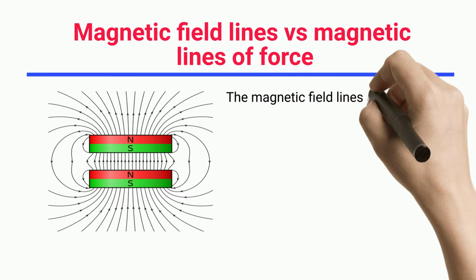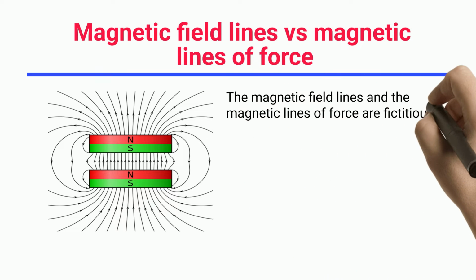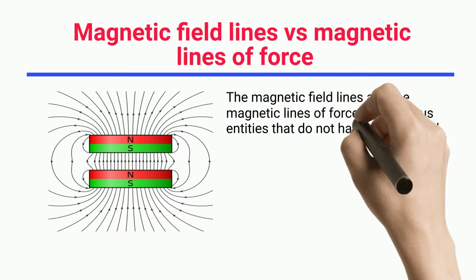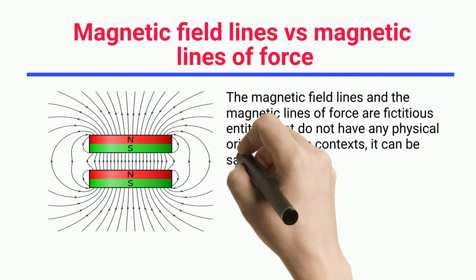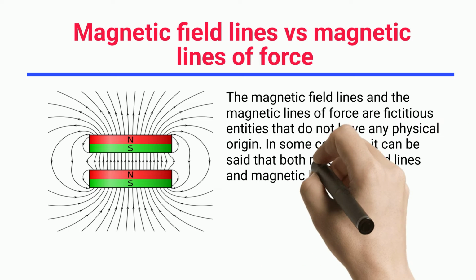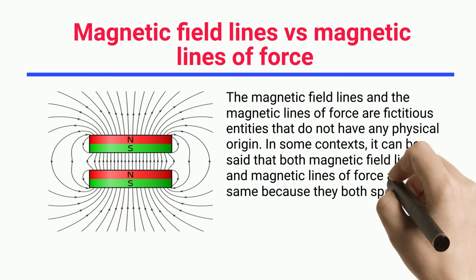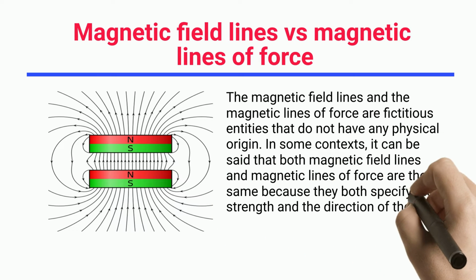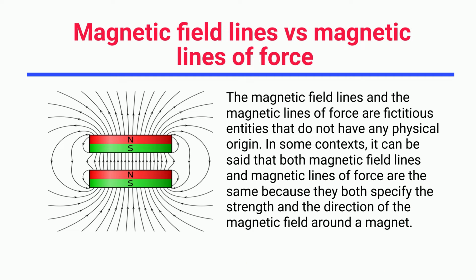Magnetic field lines versus magnetic lines of force. The magnetic field lines and the magnetic lines of force are fictitious entities that do not have any physical origin. In some contexts, it can be said that both magnetic field lines and magnetic lines of force are the same, because they both specify the strength and the direction of the magnetic field around a magnet.